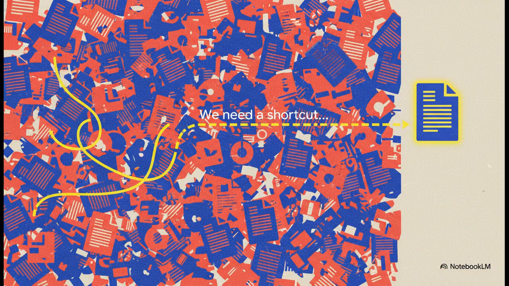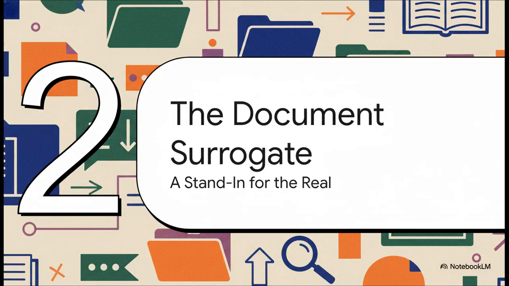What we all need, fundamentally, is a shortcut. A reliable way to get the gist of a document super quickly, to decide if it's even relevant to us without having to invest hours reading the entire thing. We need to be able to judge the content's value pretty much at a glance. And that shortcut, that handy little stand-in, well, it actually has a formal name in information science. It's called the document surrogate.